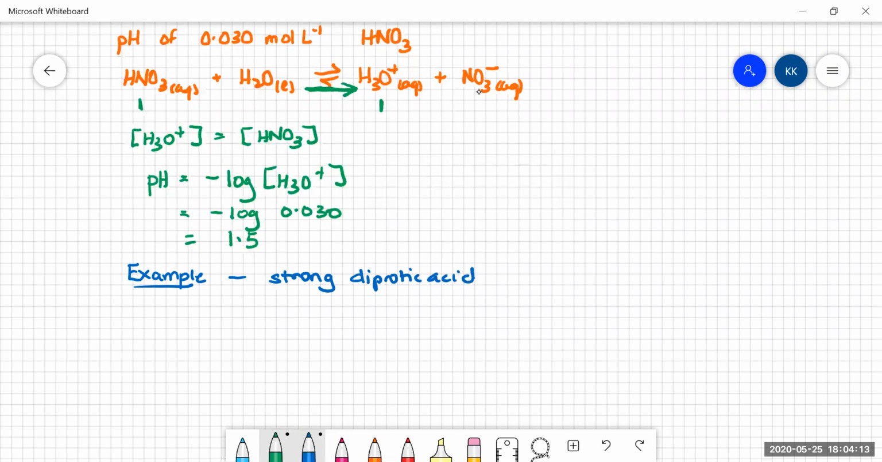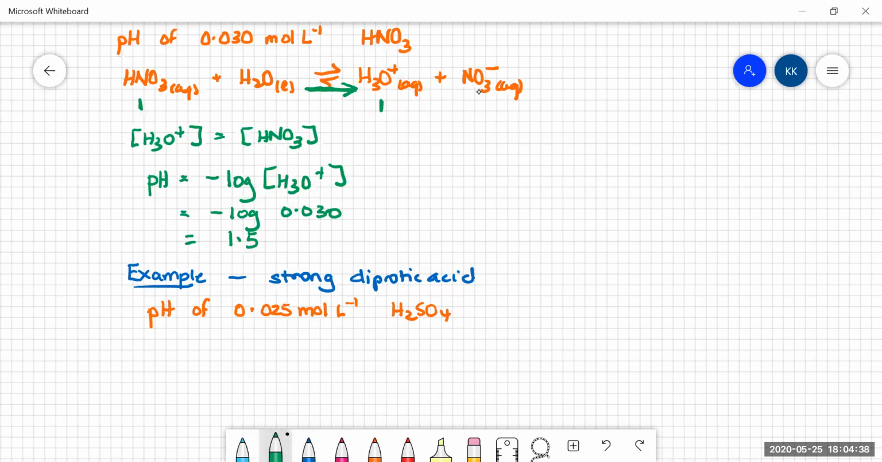And in this case, we're going to be looking at sulfuric acid. So let's find the pH of 0.025 moles per litre sulfuric acid. Now you'll remember sulfuric acid has 2 ionization steps.